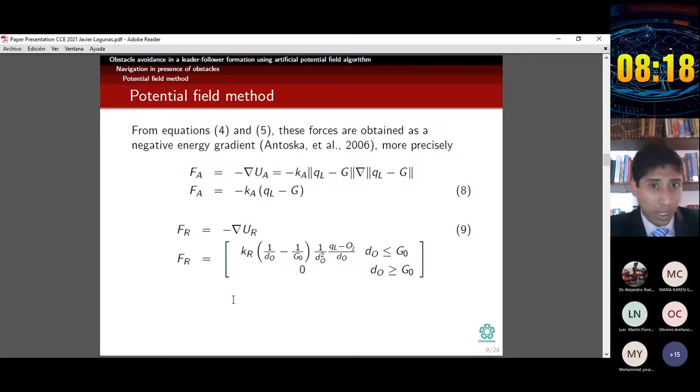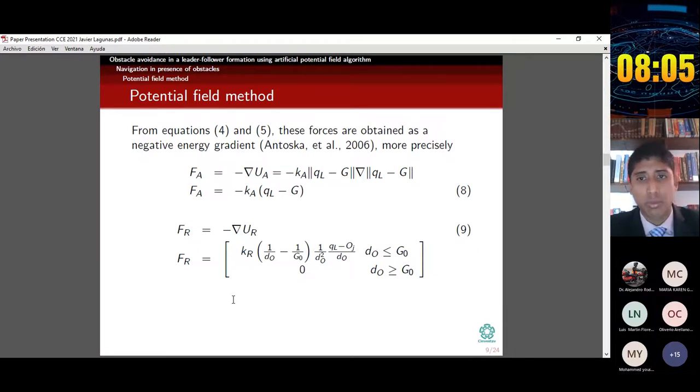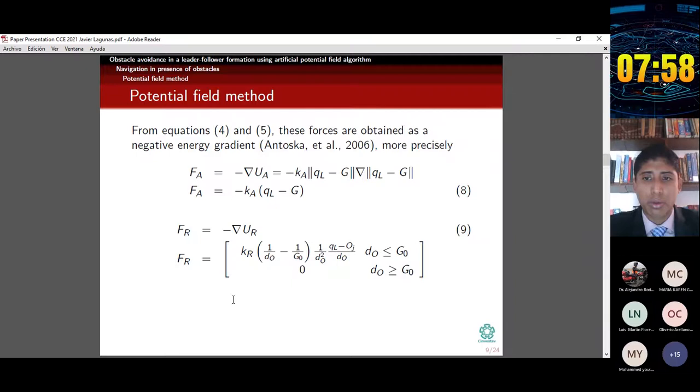But as we can see in research, in potential field they only use forces, and these forces are obtained as the negative energy gradient of the last equation that adds the energies. So more precisely, we have the total force of attraction that is in equation number 8 and the total repulsion force that is in equation number 9.